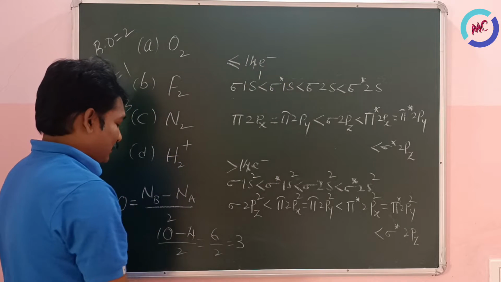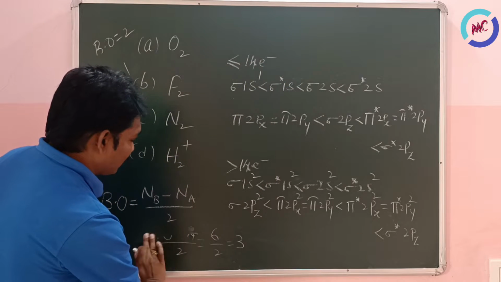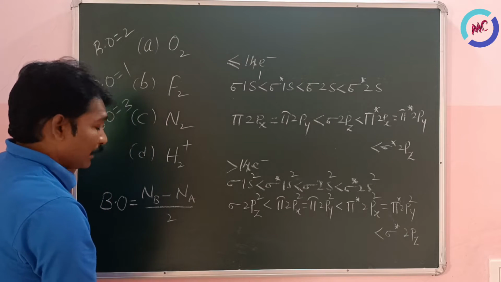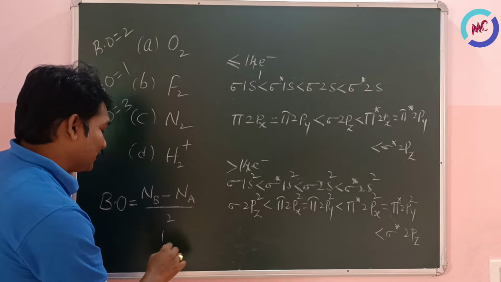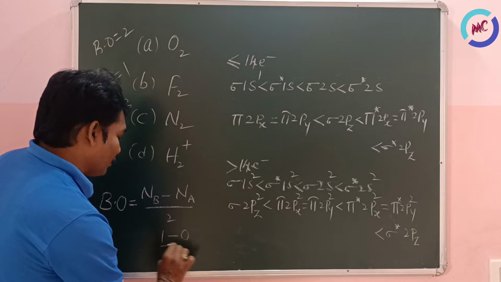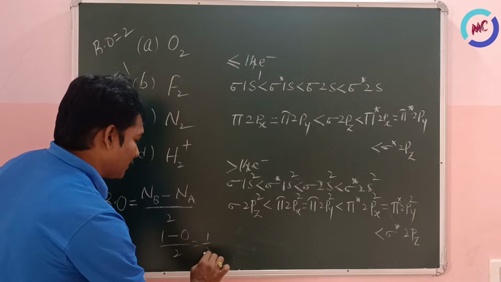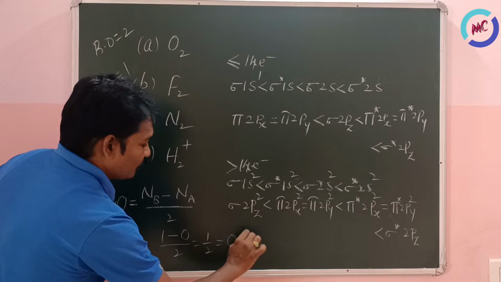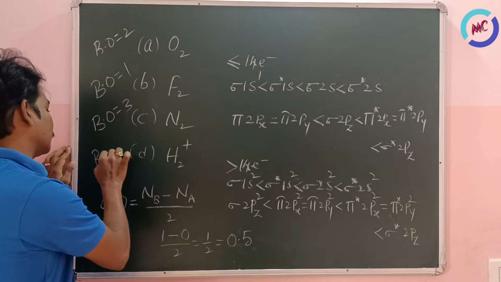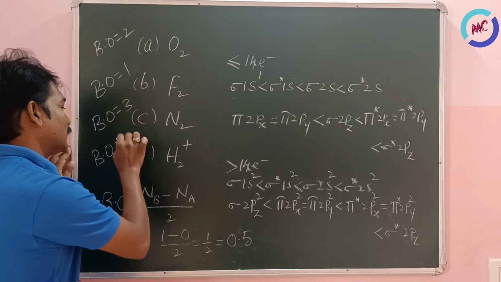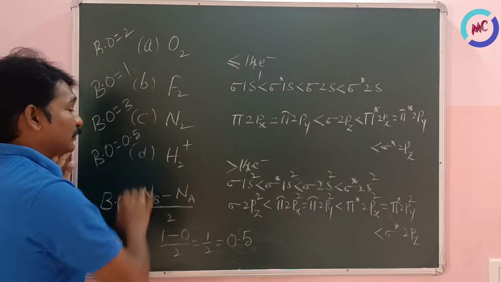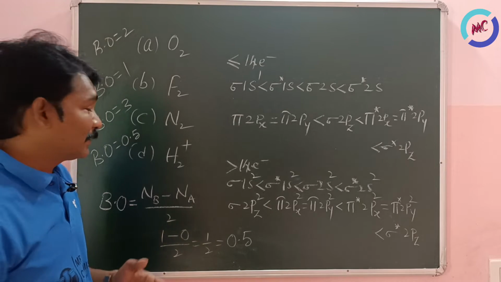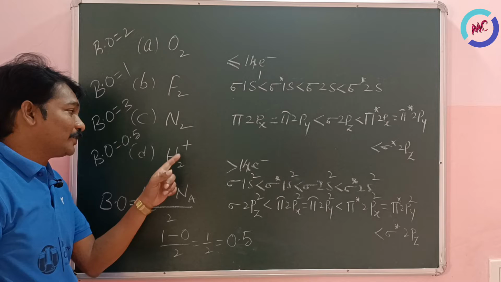1 electron in the sense, see here, the number of bonding electrons is 1. Anti-bonding electrons 0, by 2, that is equal to 1 by 2, in the sense 0.5. The bond order for H2 plus is 0.5. Whatever 0.5 bond order they are asking, we got it in the case of H2 plus.